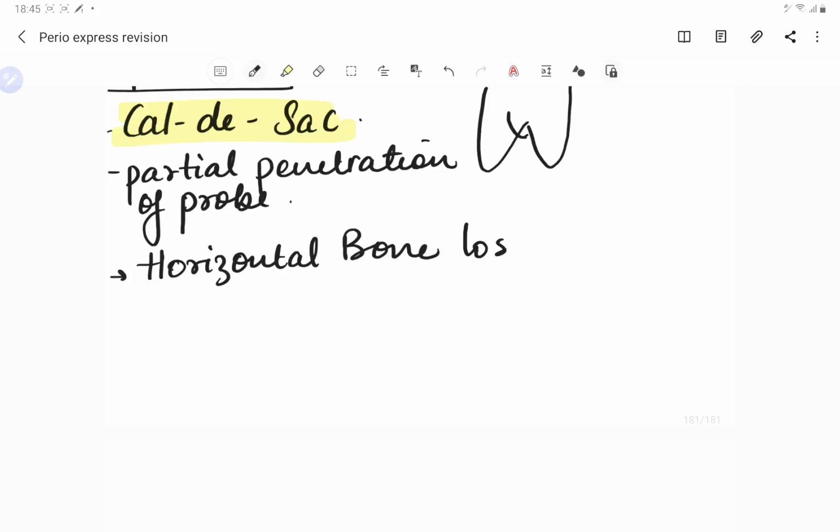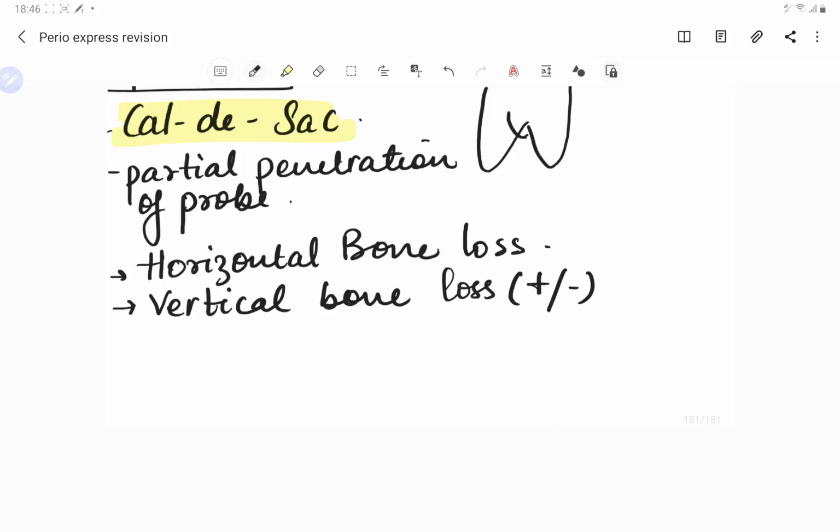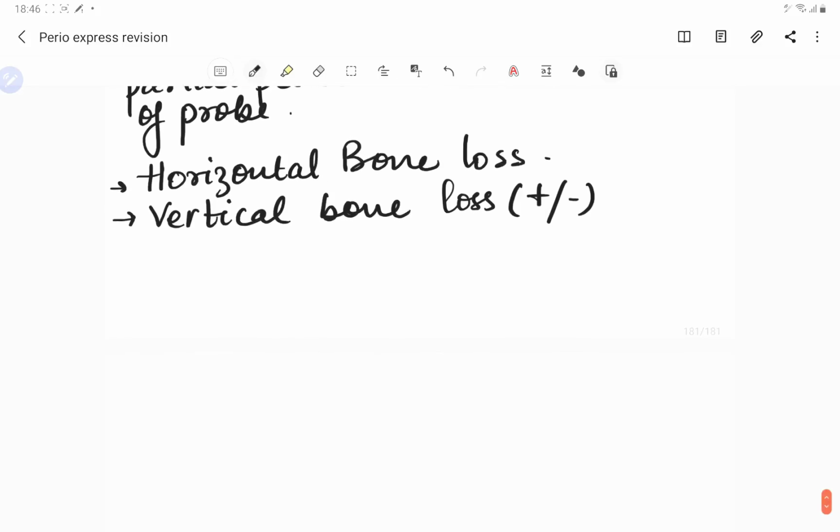So there is a definite horizontal component. Vertical bone loss may be present, may not be present. If there are multiple defects present, they do not communicate with each other, because a portion of the bone remains attached to the tooth. That is why we are telling that there is a partial penetration. We are inserting the Nabers probe from one side and it doesn't come out from the other side. So there is a partial penetration of the Nabers probe.